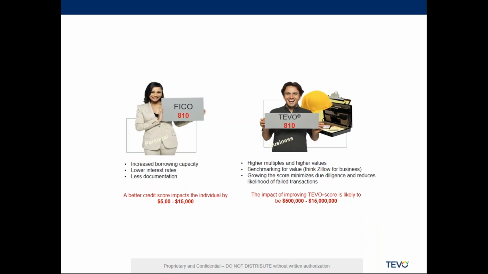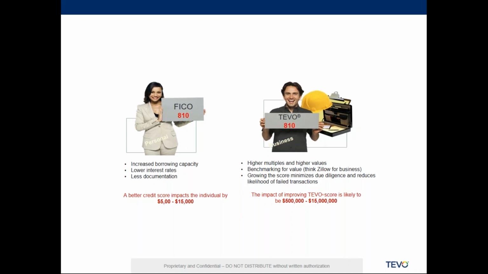So in the same way that if you increase your FICO score, it helps you to borrow more money and potentially have to provide less documentation and get lower interest rates. To a person, that may have an impact of $5,000 or $10,000 or $15,000. Well, frankly, if you can increase your TiVo score and look at the multiples that you might get of the value of your company, and have it benchmarked, then frankly the impact to you could be $500,000.